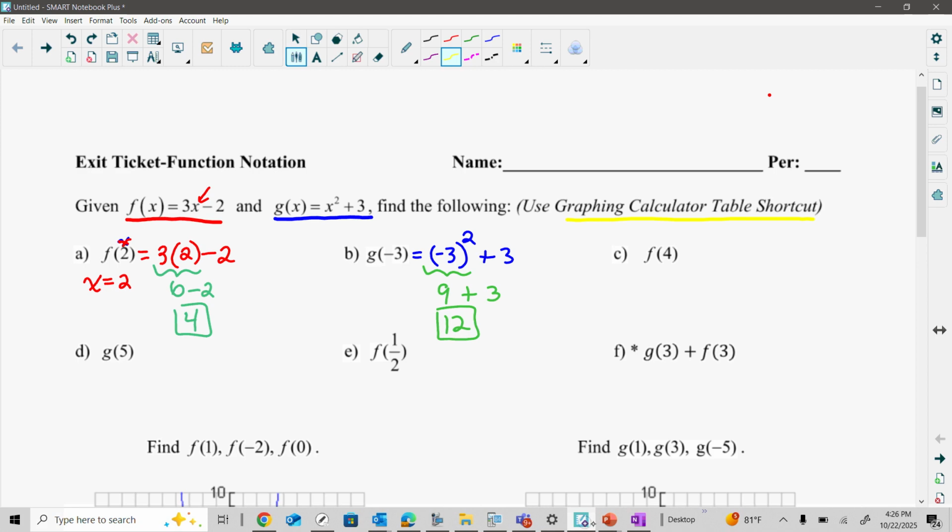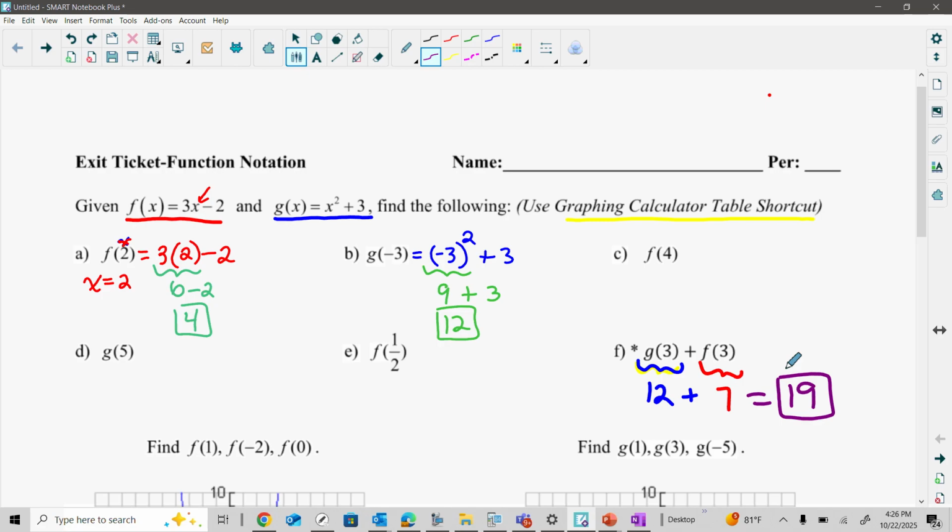So what we're really doing here is I'm just going to substitute. Let me get a different color, sorry. I'm going to substitute my g sub 3. This one was 12 plus my f of x, this one was 7. Add them together. My answer is 19.